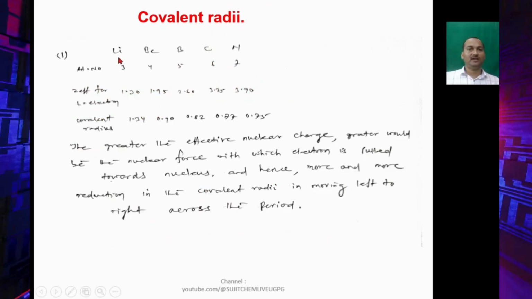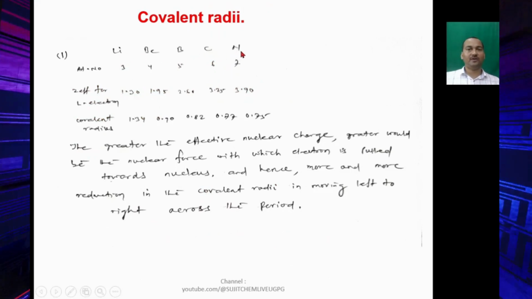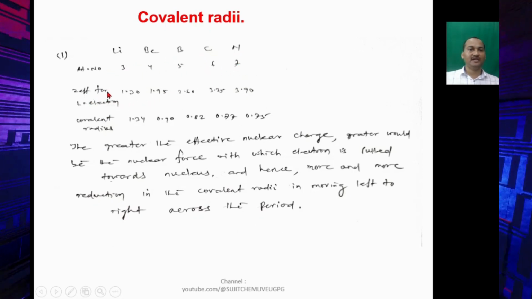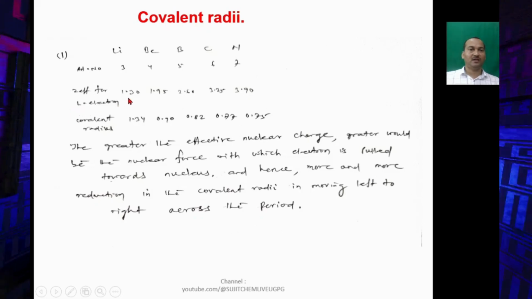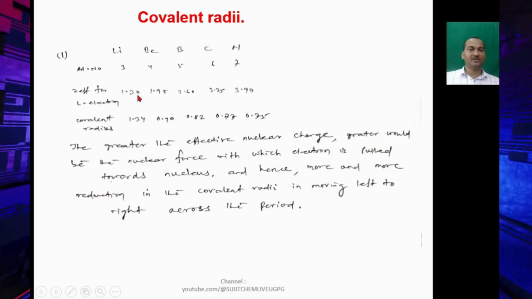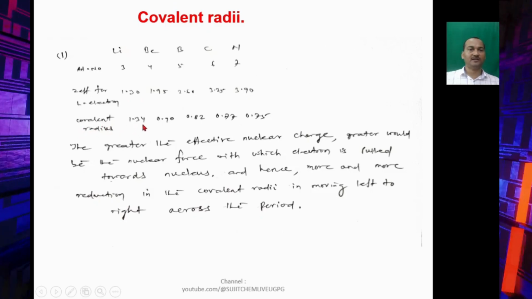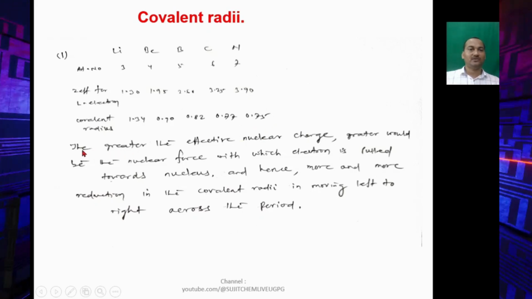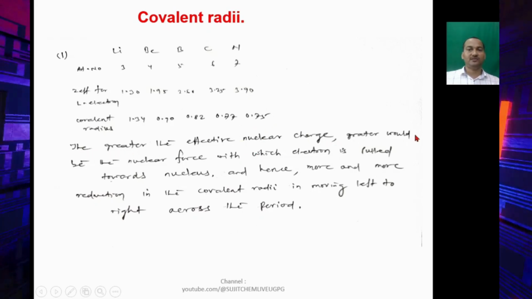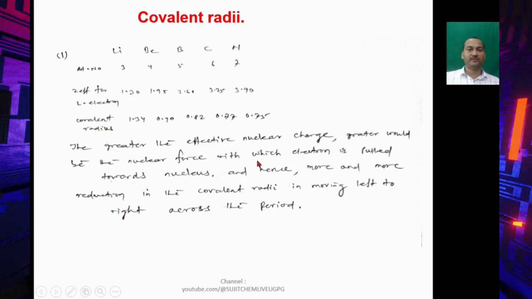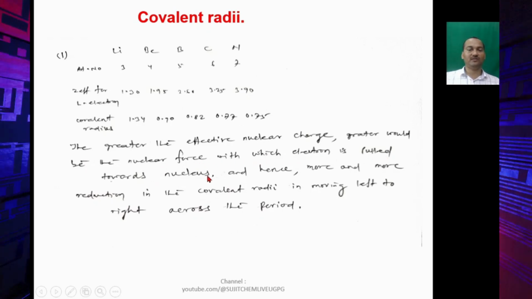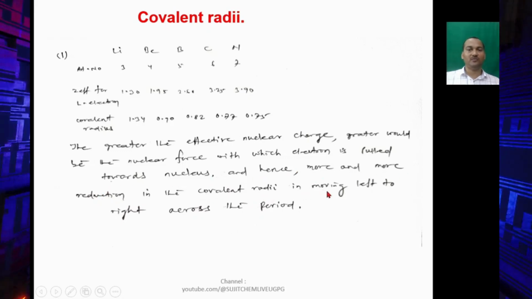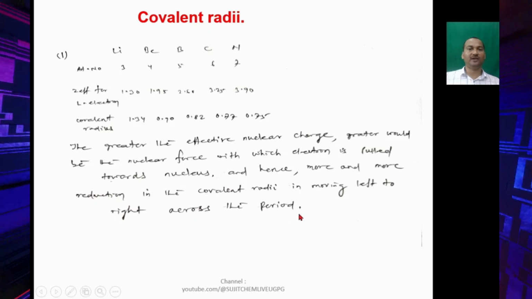Similarly, you can see lithium, beryllium, boron, carbon, nitrogen, their atomic numbers, lithium 3, nitrogen 7, and Z effective for lithium is 1.30 with covalent radius 1.34, and for nitrogen the covalent radius is 0.75. The greater the effective nuclear charge, the greater is the force with which the electron is pulled towards the nucleus, and hence more and more reduction in covalent radii in moving from left to right across the period.